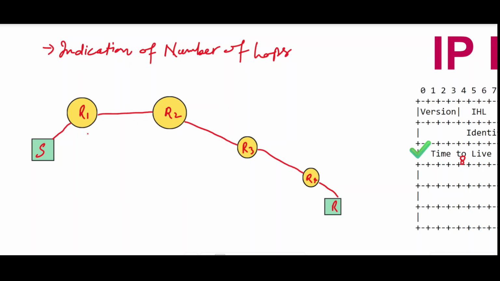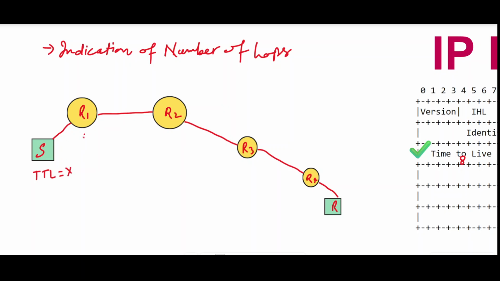This TTL field is a measure of the number of hops. Here the number of hops, that means this is node 1, node 2, node 3, node 4. And suppose this sender sends a packet. In the packet there is a TTL field, and suppose the TTL value is x.